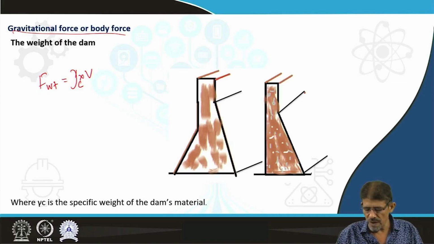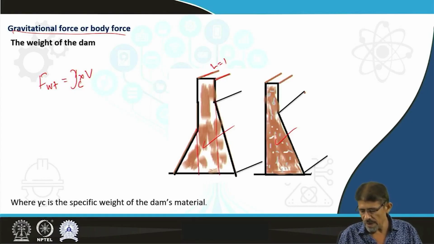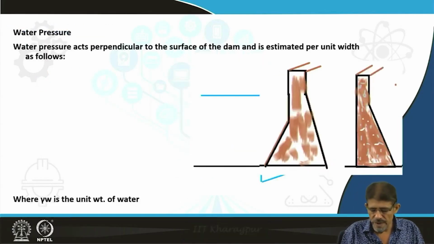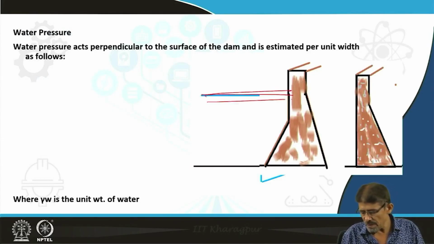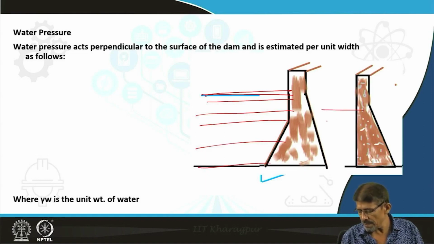So here we are considering the length as 1, and we calculate the area of this structure and multiply it by the unit weight. The triangular area can be easily calculated. In case of water pressure, you can see here the water pressure present in this type of situation and in this type of situation.